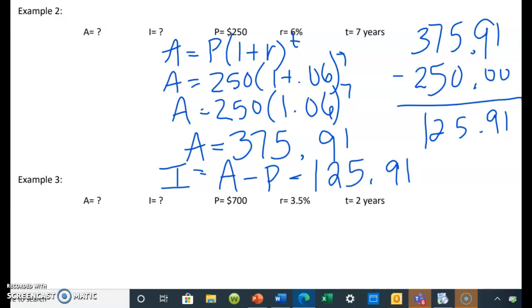But you got to think, it's a 6% interest rate, which isn't bad. We talked about how that's not a bad one. And 7 years is a long time to let it sit there. All right, let's go on to example 3.